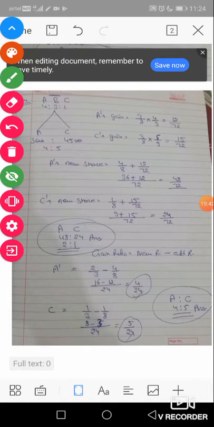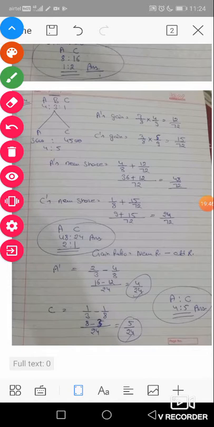So this is the same as our previous numerical. First of all, we divide B's share into two parts, 4 is to 5: 4 is taken by A and 5 by C. B's share is 3 upon 8, multiplied by 4 upon 9 for A, and 3 upon 8 multiplied by 5 upon 9 for C. So 12 upon 72 and 15 upon 72 are taken by A and C.